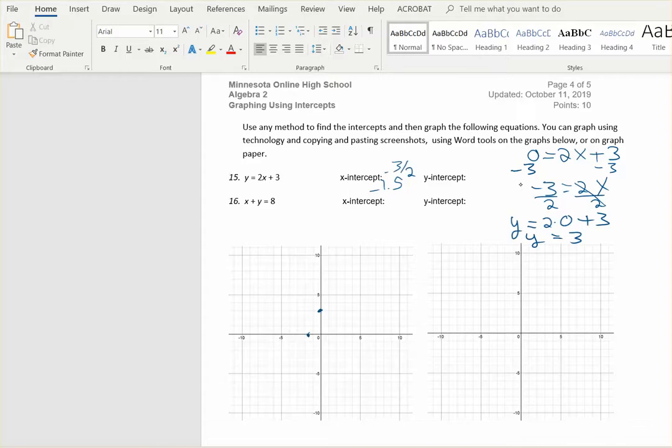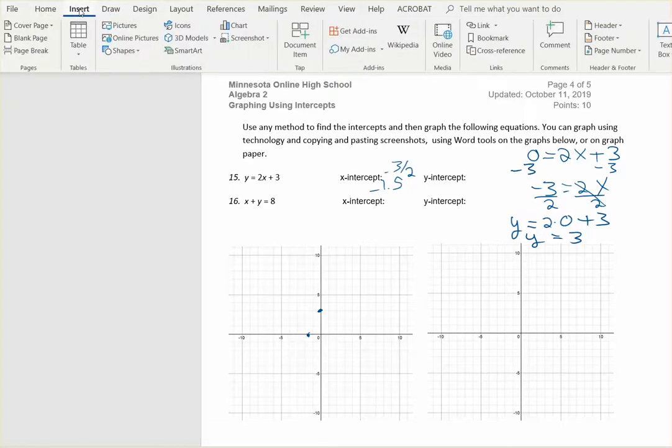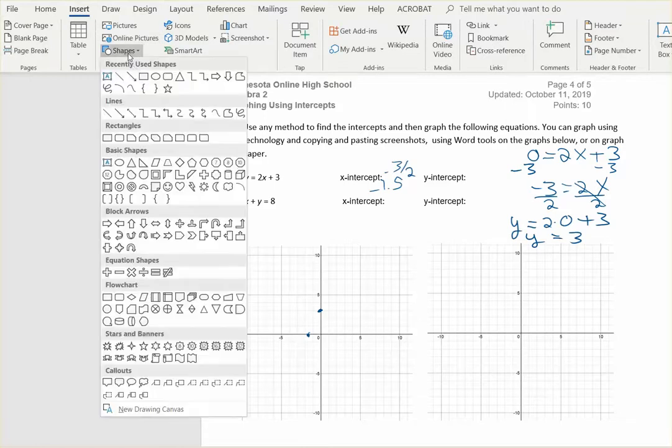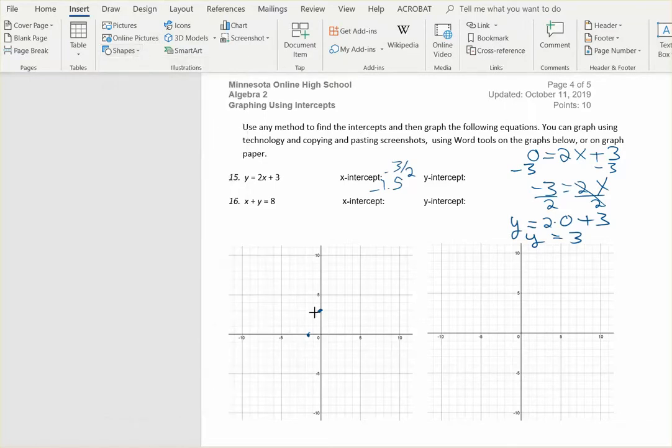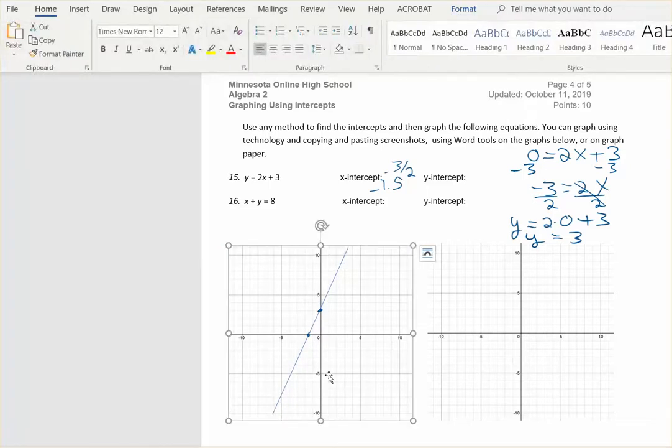Now you draw a straight line through those points. Don't just stop at each point, go through them. I'm going to get a line shape because I can't draw straight lines very well. And I'm going to go up through the point, and then I'm going to come back here and extend this way so that I'm going through the point like that. So that would be for number 15.